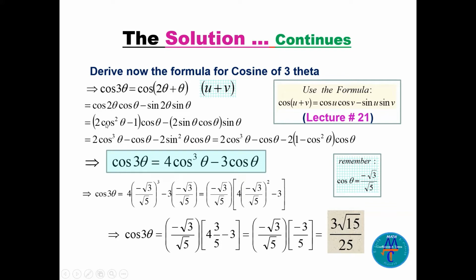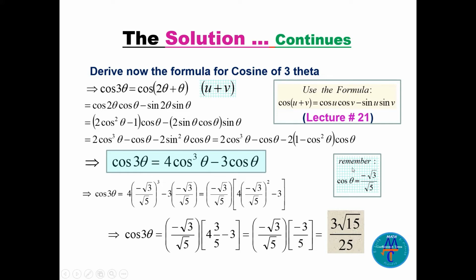For cosine of 2 theta, I will write the formula 2 cosine squared theta minus 1, multiplied by cosine of theta. For sine 2 theta, I know the formula 2 sine of theta cosine of theta, times sine of theta. Just please be patient here. So multiply by cosine of theta, and here we have 2 sine squared of theta cosine of theta. Now sine squared, I can replace by 1 minus cosine squared of theta. When I simplify everything, I will get this nice formula: cosine of 3 theta will be 4 cosine cubed of theta minus 3 cosine of theta.